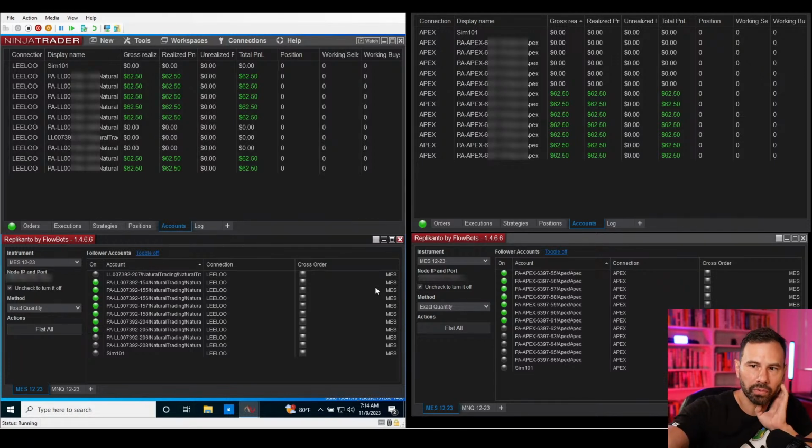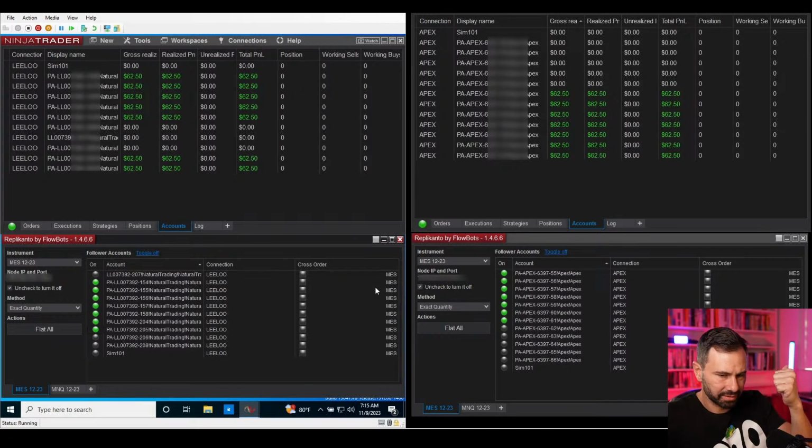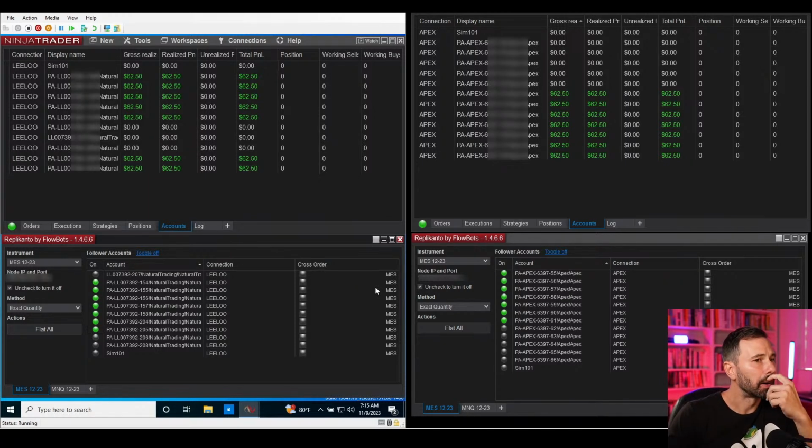But I use a software called Replicanto. It's made by Flowbots. It is like $250 for 2 computers, but I have more than 2 computers. This one to the left is a virtual server in the laptop that I have here behind me. And I'm ready to go with more virtual servers, so I can trade more accounts.